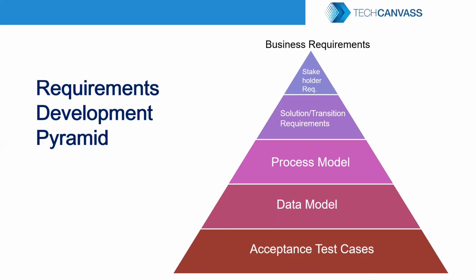Then the analysis and modeling starts. So you'll have a process model, you'll have a data model, and finally you will end the requirements development phase with acceptance test cases. Acceptance test cases are related to acceptance of the software. So that has to be defined alongside the requirements itself, as to why and how the customer is going to accept the software. What are the different test cases which the customer will be using to accept the software.